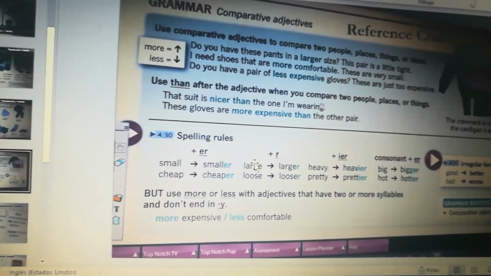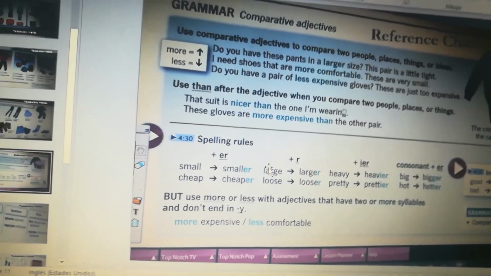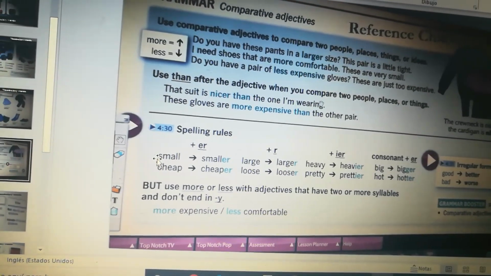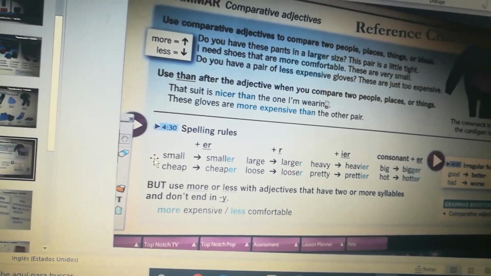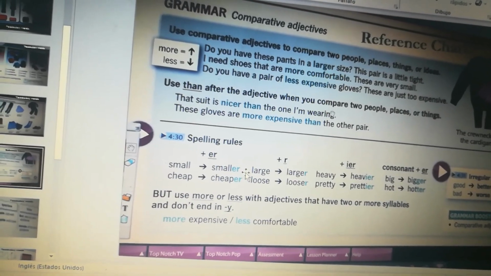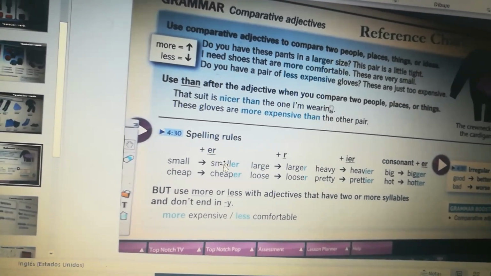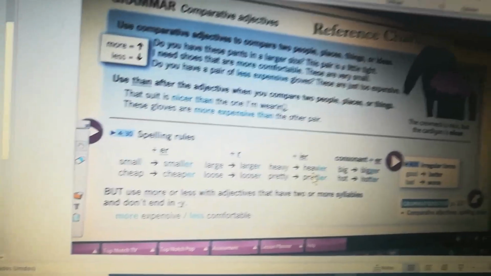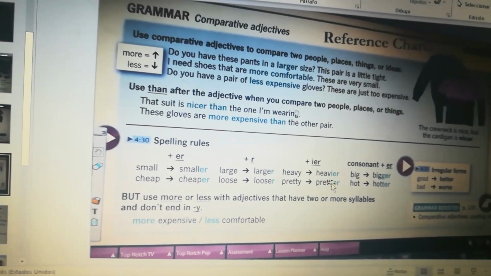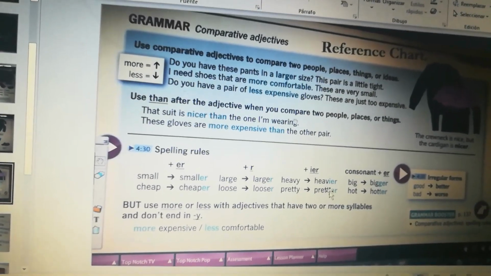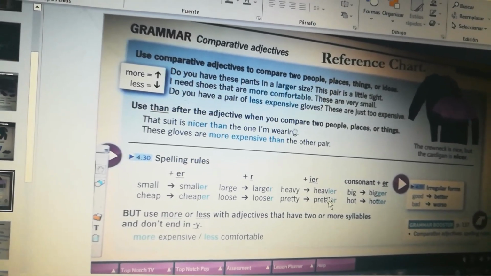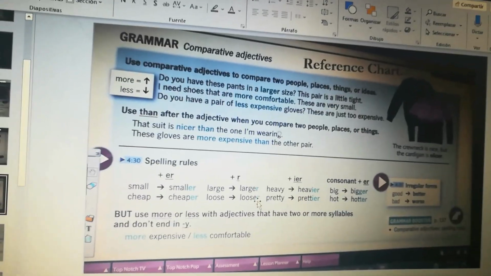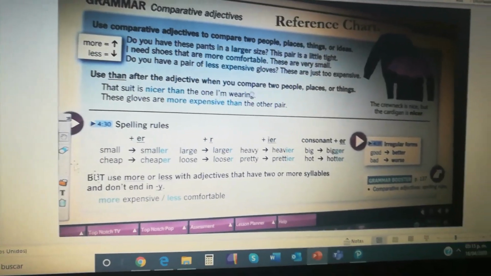And some rules for this are completely important to study. For example, when you have a short adjective like small, you only add er at the end of the word. Small, smaller. Large, larger. But when the word is a long adjective, for example, popular, you don't say popularer, right? You say more popular. So this is some of the topics that we have to study in this unit.